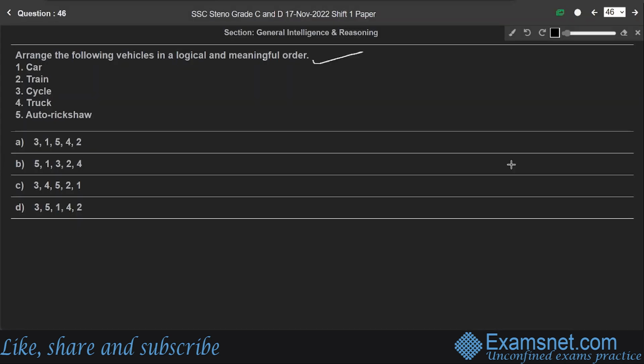Question 46. Arrange the following vehicles in a logical and meaningful order. Logical and meaningful order means, among five vehicles, right? Here the lightest one is cycle. Bicycle is the lightest, right? So here the order is from lightest to heaviest vehicle. This will be the logical and meaningful order, right? So lightest is a cycle.